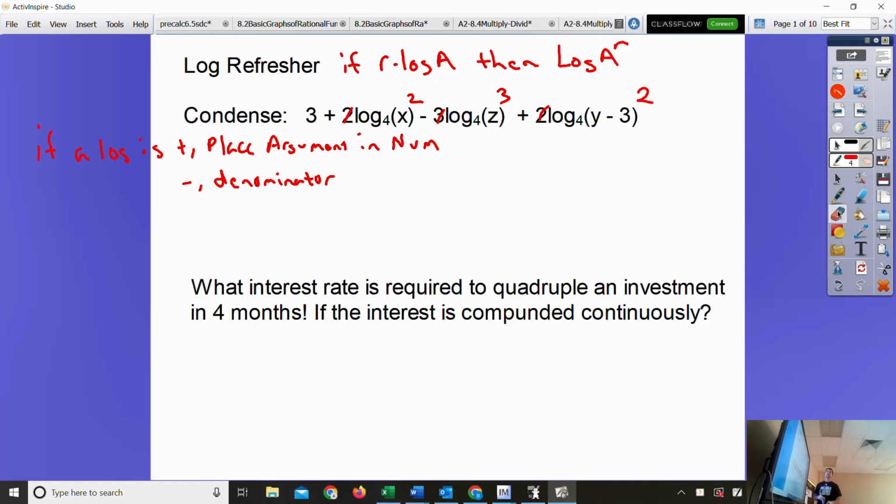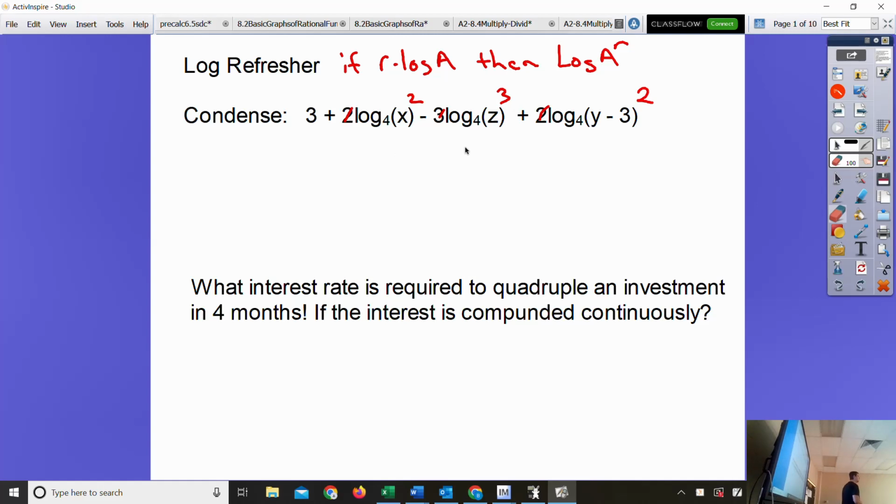What do you do about that 3? It's not a logarithm. 3 is not a logarithm, is it? What can you multiply anything by and not change its value? 1. Multiply anything by 1. This is log base 4. Log base 4 of what is 1? 4.